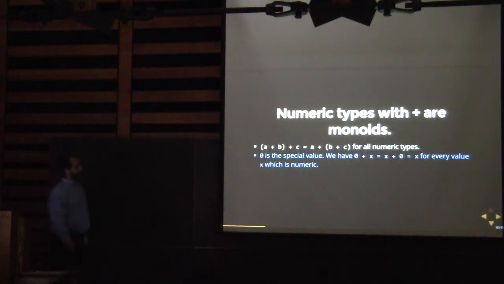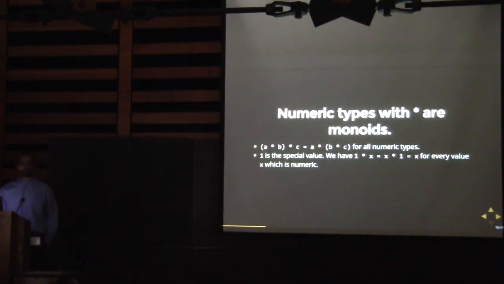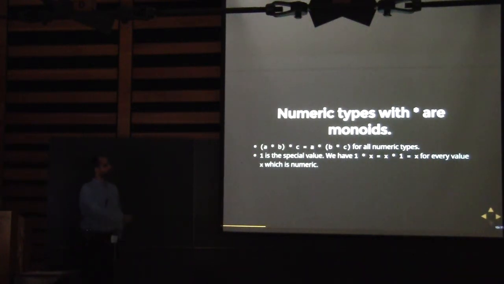But like I mentioned before, you can form monoids with other operators. So numeric types with the product operator are monoids. (A times B) times C equals A times (B times C) for all numeric types. And the special value for multiplication is 1, right? You multiply 1 times anything, you get anything back out the other end. So that's great.